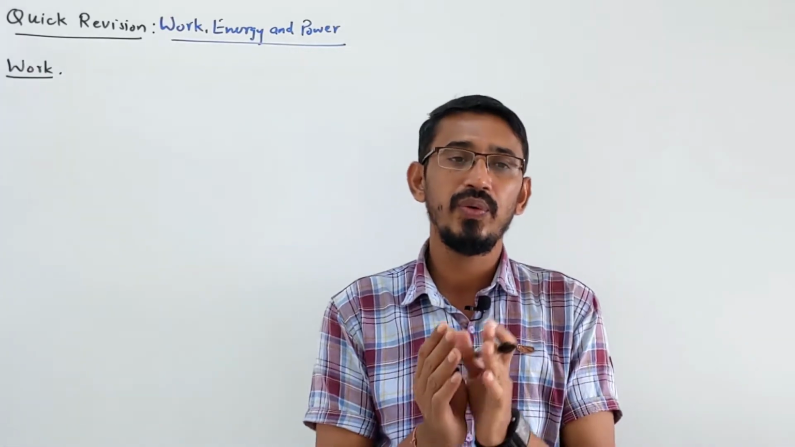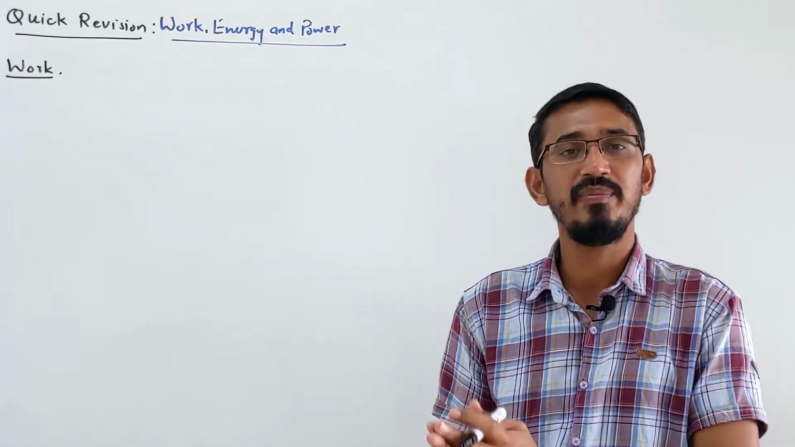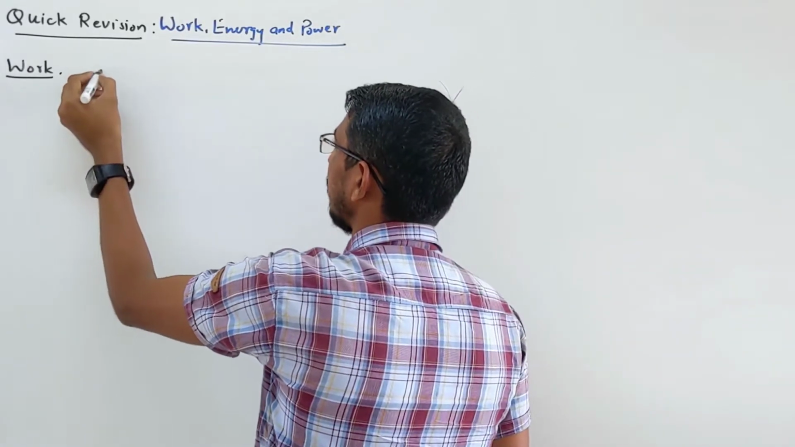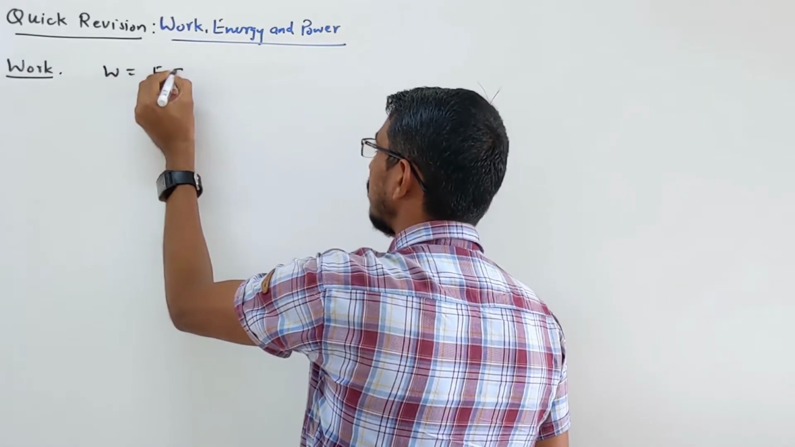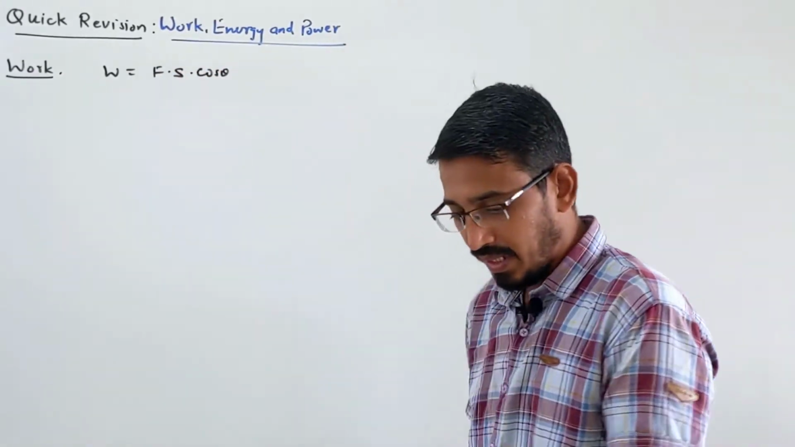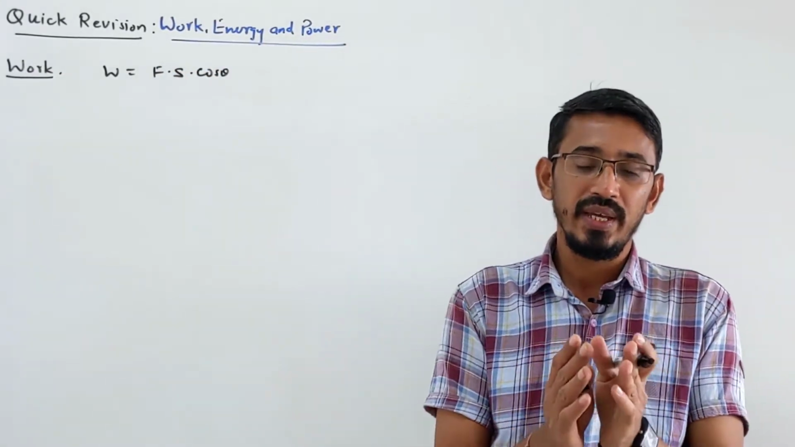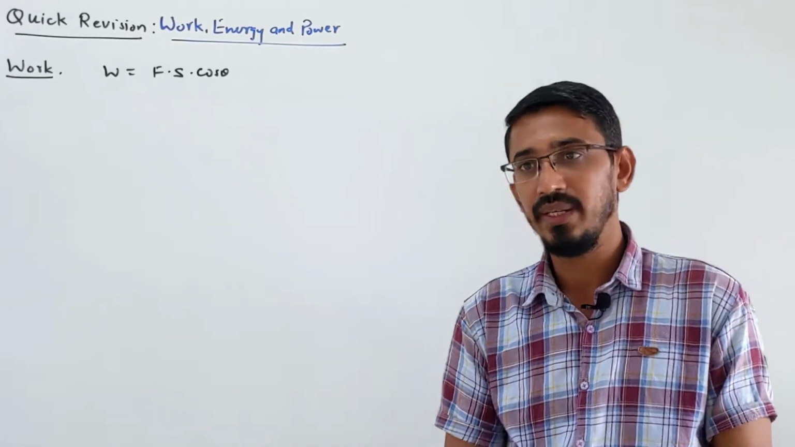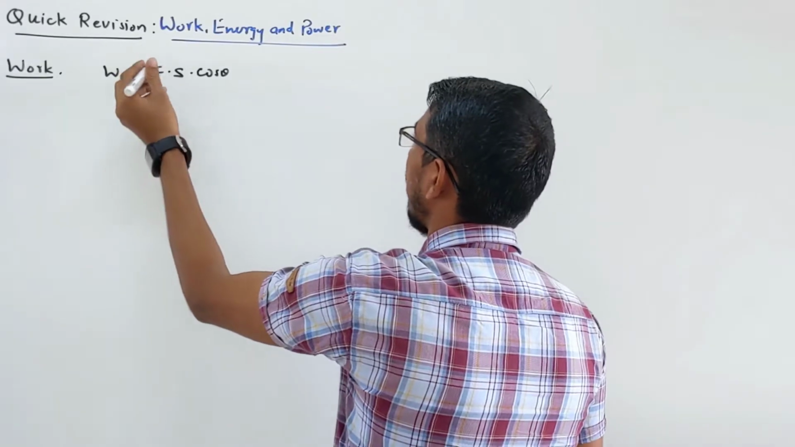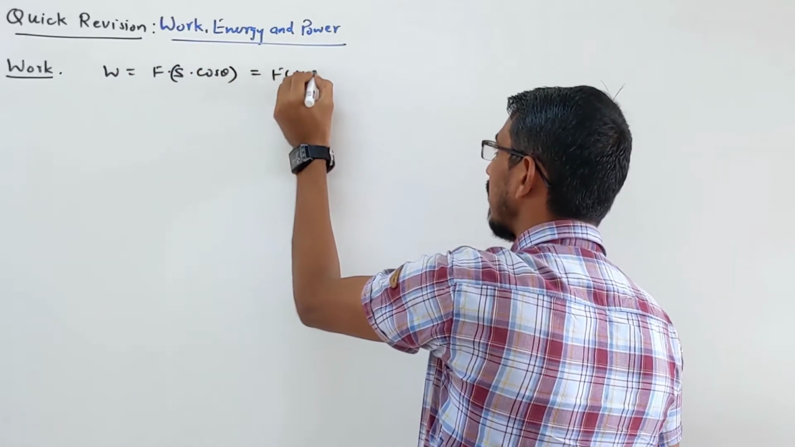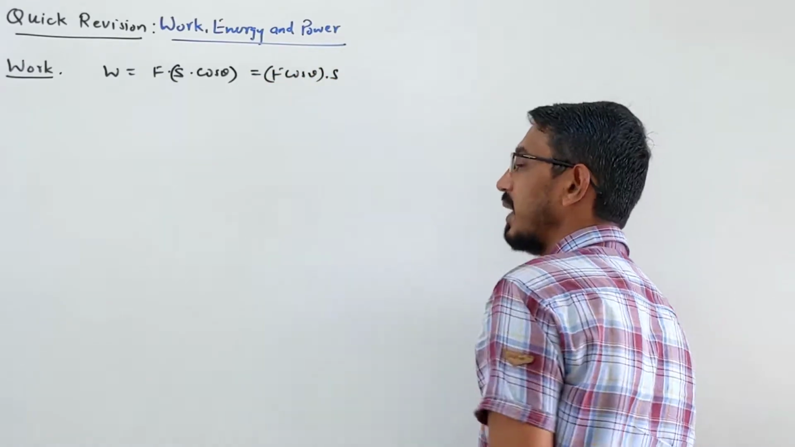Work is done when a force is acting on a body and it displaces that body. Mathematically, work done is simply equal to force into displacement, and you write a cos theta here. Why? Because we always need the force in the direction of our displacement or opposite to it. So you can write F dot s cos theta, or you can also write F cos theta into displacement.